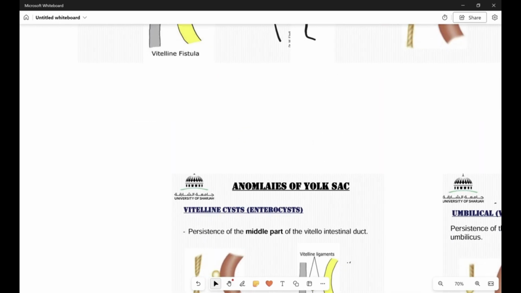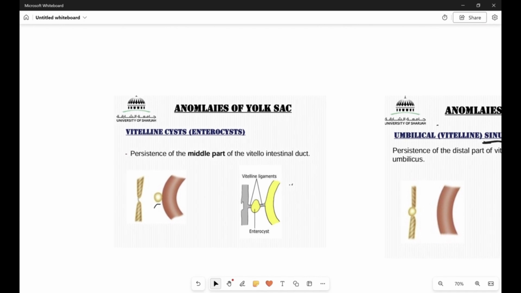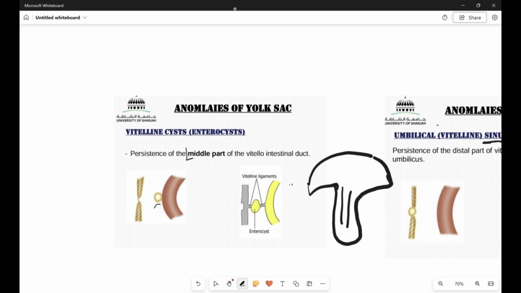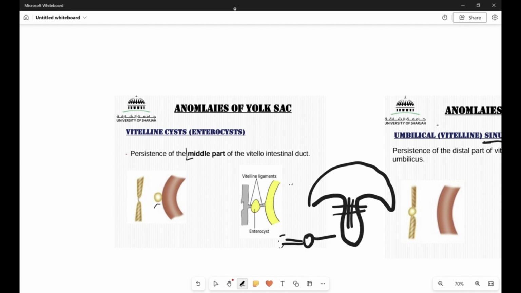Now, moving on to the next anomaly, the vitelline cyst. With the vitelline cyst, it basically happens again to the middle part. So let's draw my inaccurate drawing again. Here is, okay, that's very inaccurate. So when the middle part, this part, fails to obliterate, we get a cyst that's connected by two ligaments, one that holds it to the umbilicus, and one that holds it to the intestine. It's just a cyst, no connection, no opening whatsoever. This is when the middle part persists and does not obliterate.